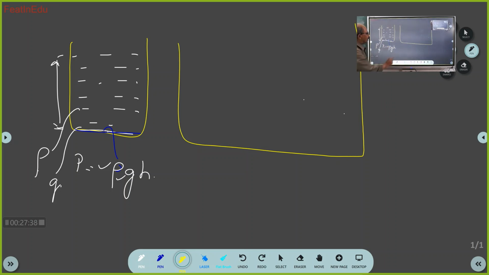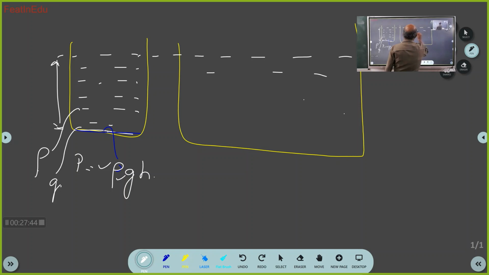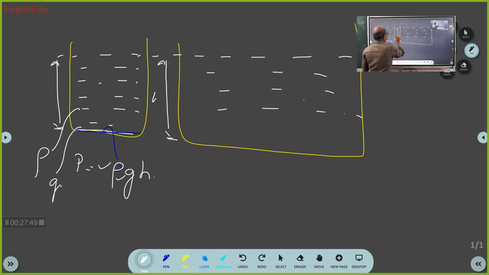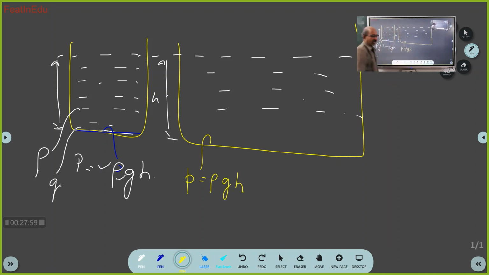I am taking a bigger container, and now the level of water is the same in both. That means the height is the same. So what is the pressure here? The pressure here is rho g h, and h is the same in both. So the pressure is the same. Now what was your confusion? Why did you say that?